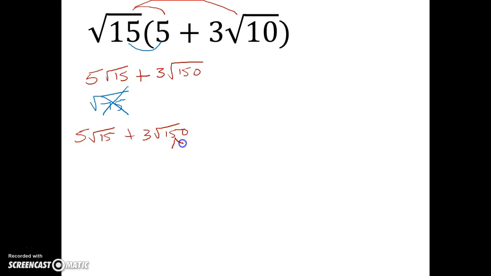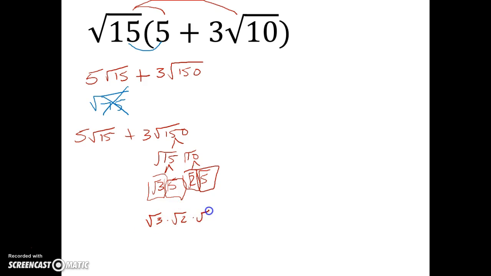And 150 I can begin to factor. So let's just begin by saying, well, it's 15 times 10. 15 is the same thing as 3 times 5. And 10 is the same thing as 2 times 5. Again, these are all radicals. And so now that I have these primes, 3, 5, 2, and 5, I can bring them down and multiply them together.